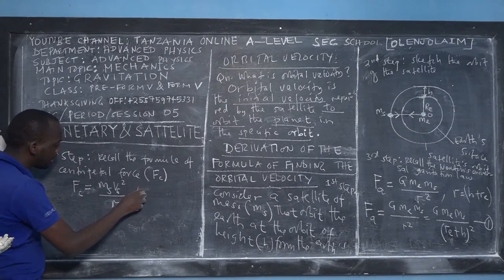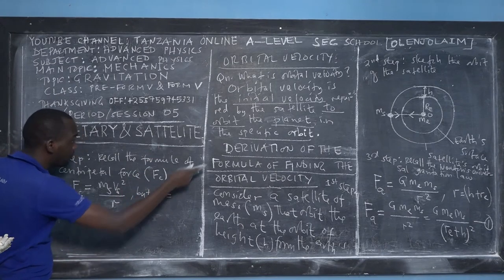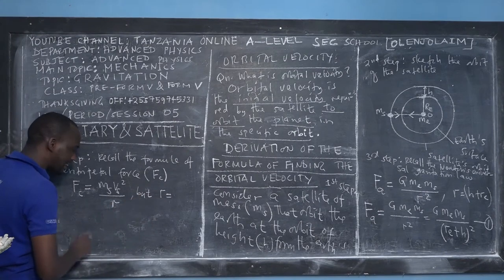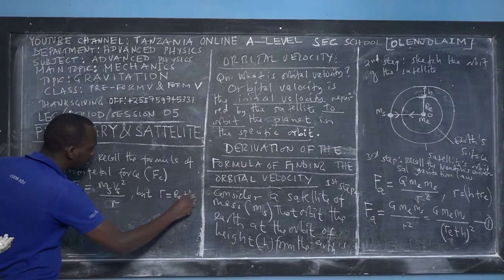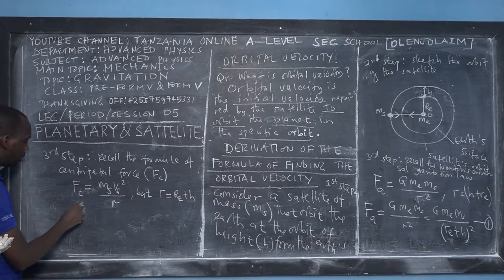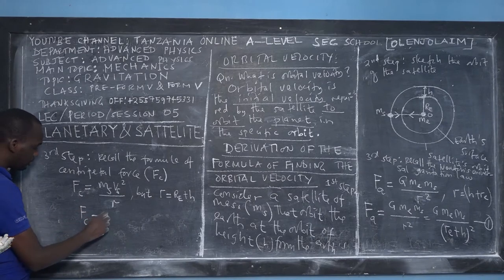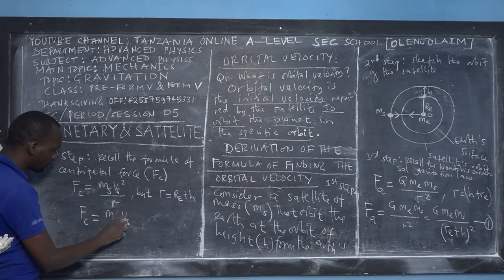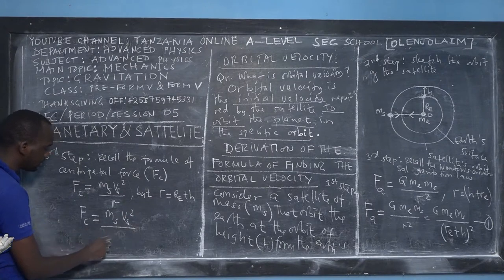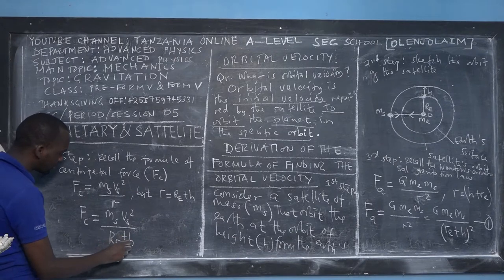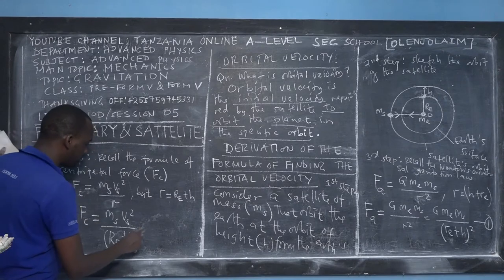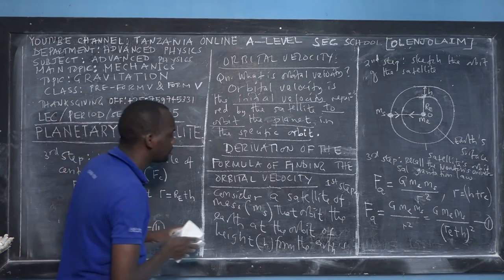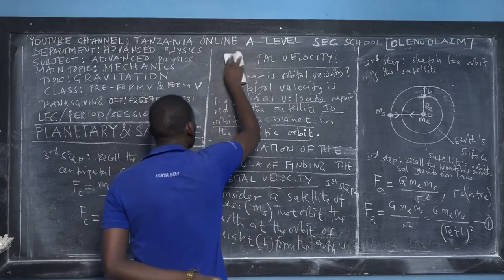But for that case, from the figure above, the figure in the previous slide, we said the radius of the satellite, meaning from the center of the Earth to the satellite, is equal to the radius of the Earth plus the height where we place the satellite. So if that is the case, the centripetal force is equal to the mass of the satellite times the velocity of the satellite, which is called the orbital velocity, over the radius of the Earth plus the height. Suppose that this is the second equation.